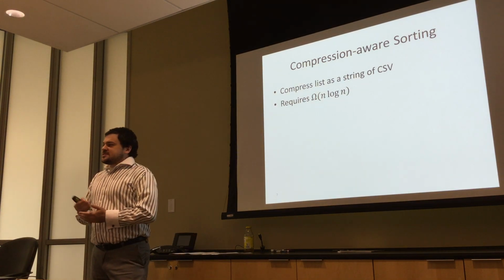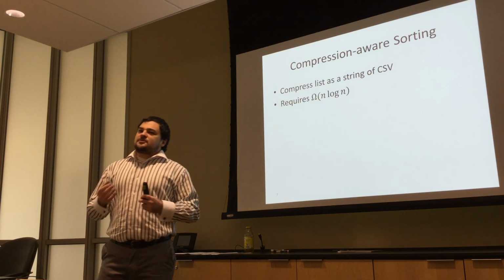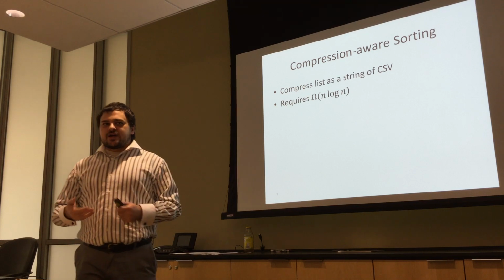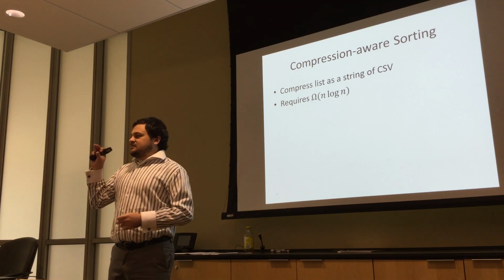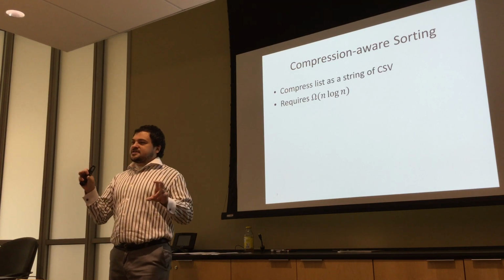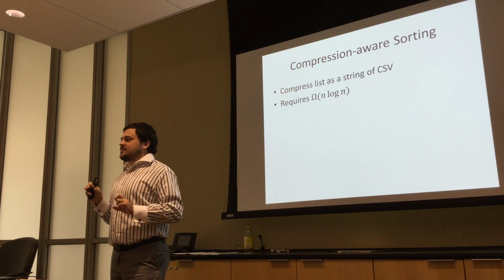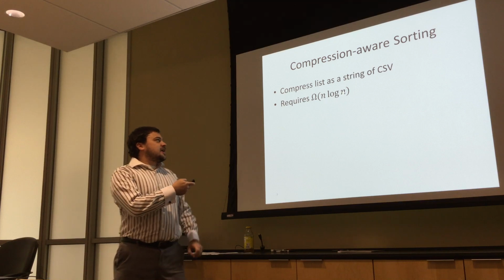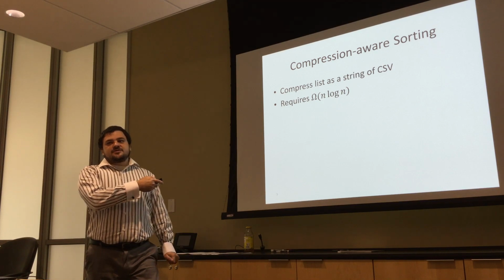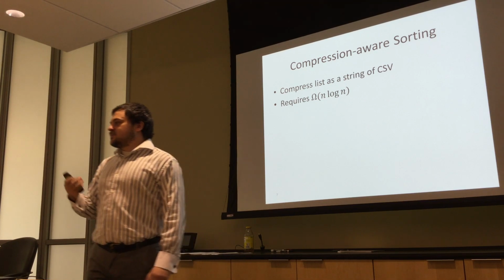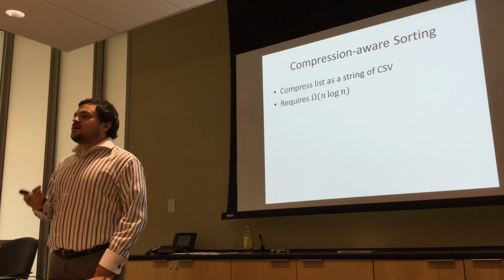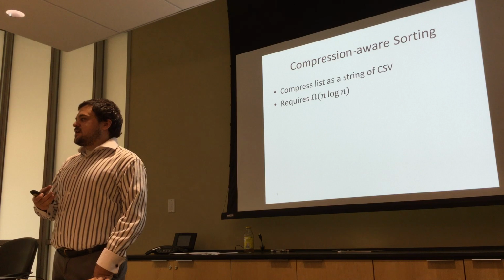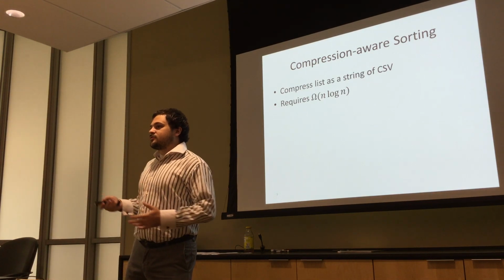So to use this to compress a list, what we're going to do is represent that list as a string of comma-separated values. And we'll see that if we take that list and compress it using a context-free grammar compression scheme, we're actually unable to run any faster than n log n, where n is the number of elements in the list. That is, the runtime does not depend at all on the size of the compressed data, but rather the number of elements in the raw data.